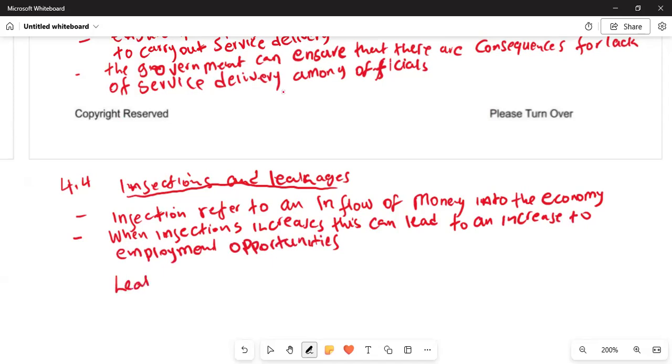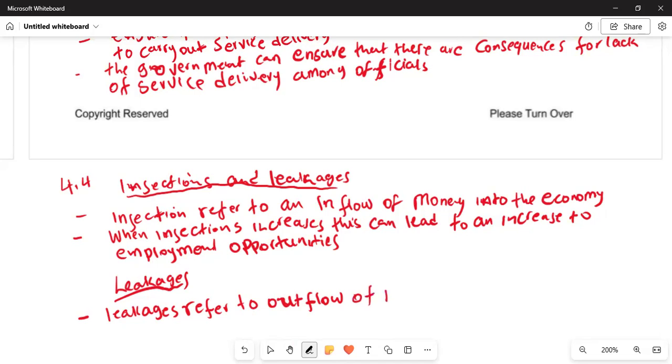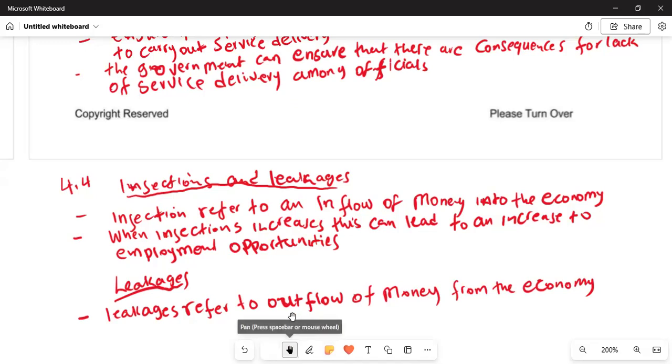Leakages. Leakages refer to an outflow of money from the economy. Now let us move on.